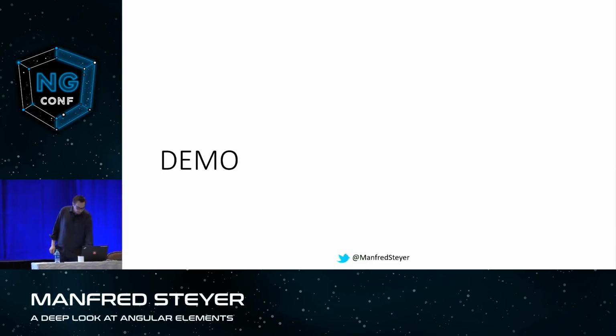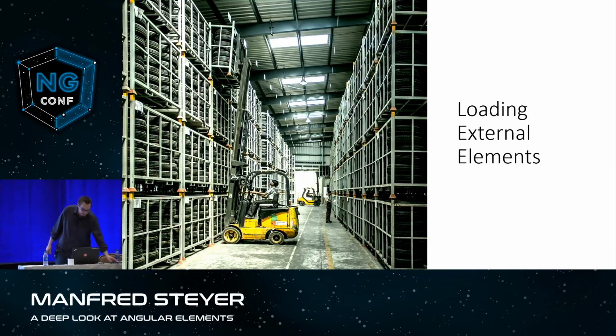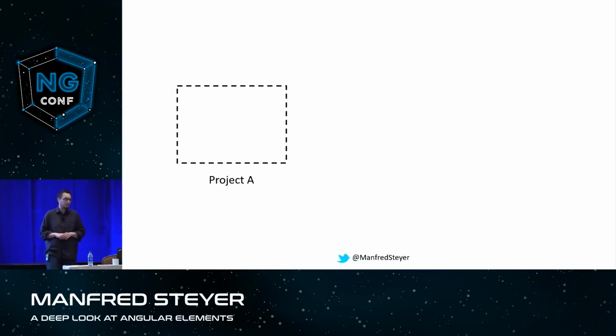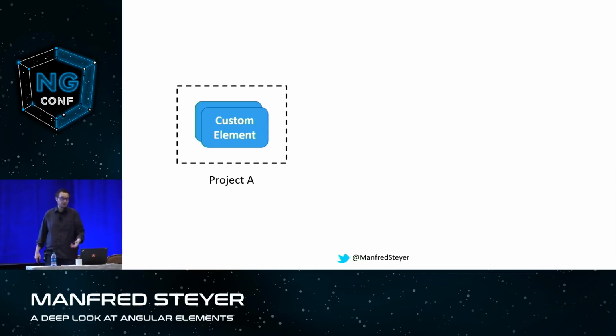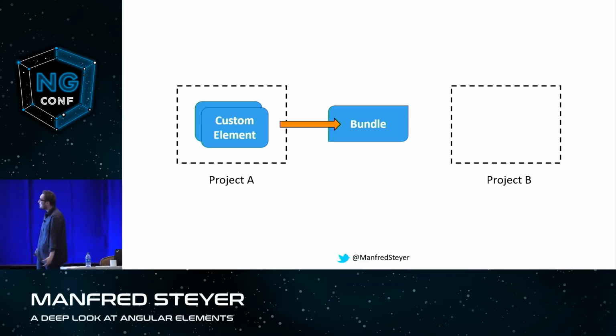But now let's go one step further. Let's load an external web component, and this is something that works with Stackblitz. When I speak about external web components, I'm speaking about a project A, which contains a bunch of web components, a bunch of custom elements. This project is compiled into a bundle, and then we can load this bundle into another project. This project B can use each and every framework. It could use Angular, it could use AngularJS, it could use Vanilla JS.